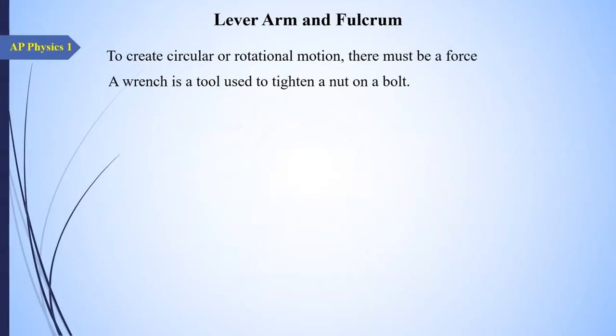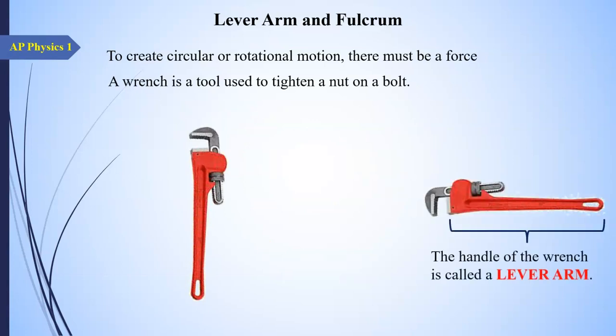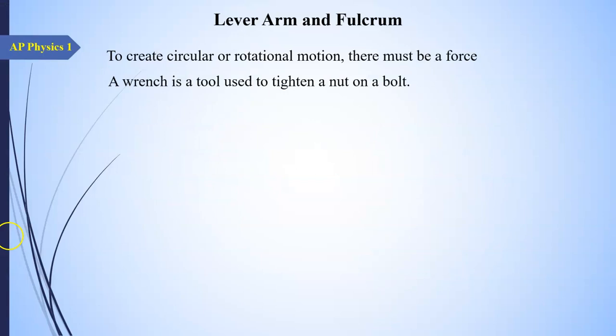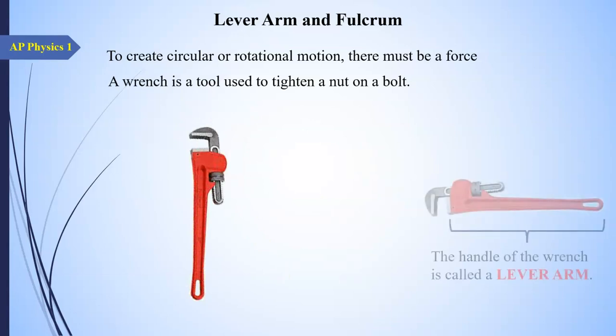So to create circular rotational motion, there must be a force. And so a wrench is a tool used to tighten a nut or a bolt. And there you see one turning like that. The handle of the wrench is called the lever arm. Okay, so there you see the wrench again, and that's how it turns. It would turn like that around the pivot, that open space on the top. And again, the handle is called the lever arm.